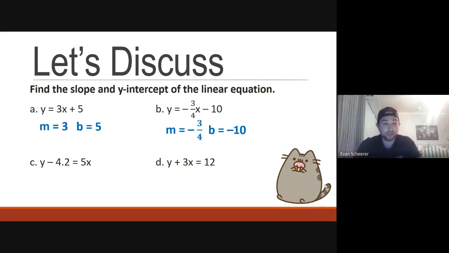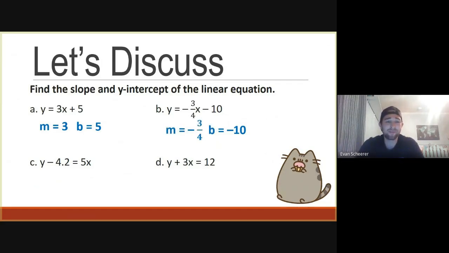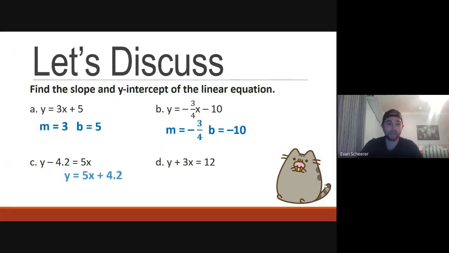Now for the next one, notice y minus 4.2 equals 5x. That is not slope-intercept form. That is not standard form. We do not have a form for that. So we need to get y by itself. Right now, y is being subtracted by 4.2, so we're going to do the opposite and add 4.2. If we add 4.2 to both sides, our new equation is going to be y equals 5x plus 4.2. And remember, 5 is our slope and 4.2 is our y-intercept. Hopefully, this is a bit of a review.